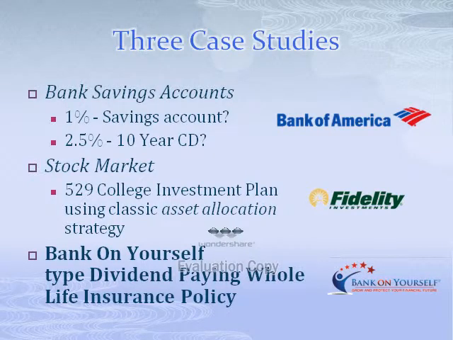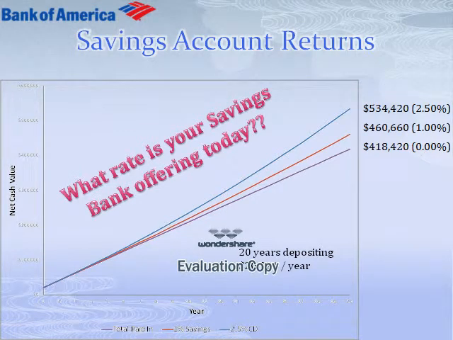Let's start looking at the savings account return. The bottom line describes a 0% return. If you put $20,921 per year, every year for 20 years, your balance in your savings account would be reflected in the purple line, ending 20 years at $418,420. If that savings account had a 1% return, you would have $460,660. At 2.5%, you would have $534,420. Of course, today, savings account returns are very low, and achieving a 2.5% return would be a real find.